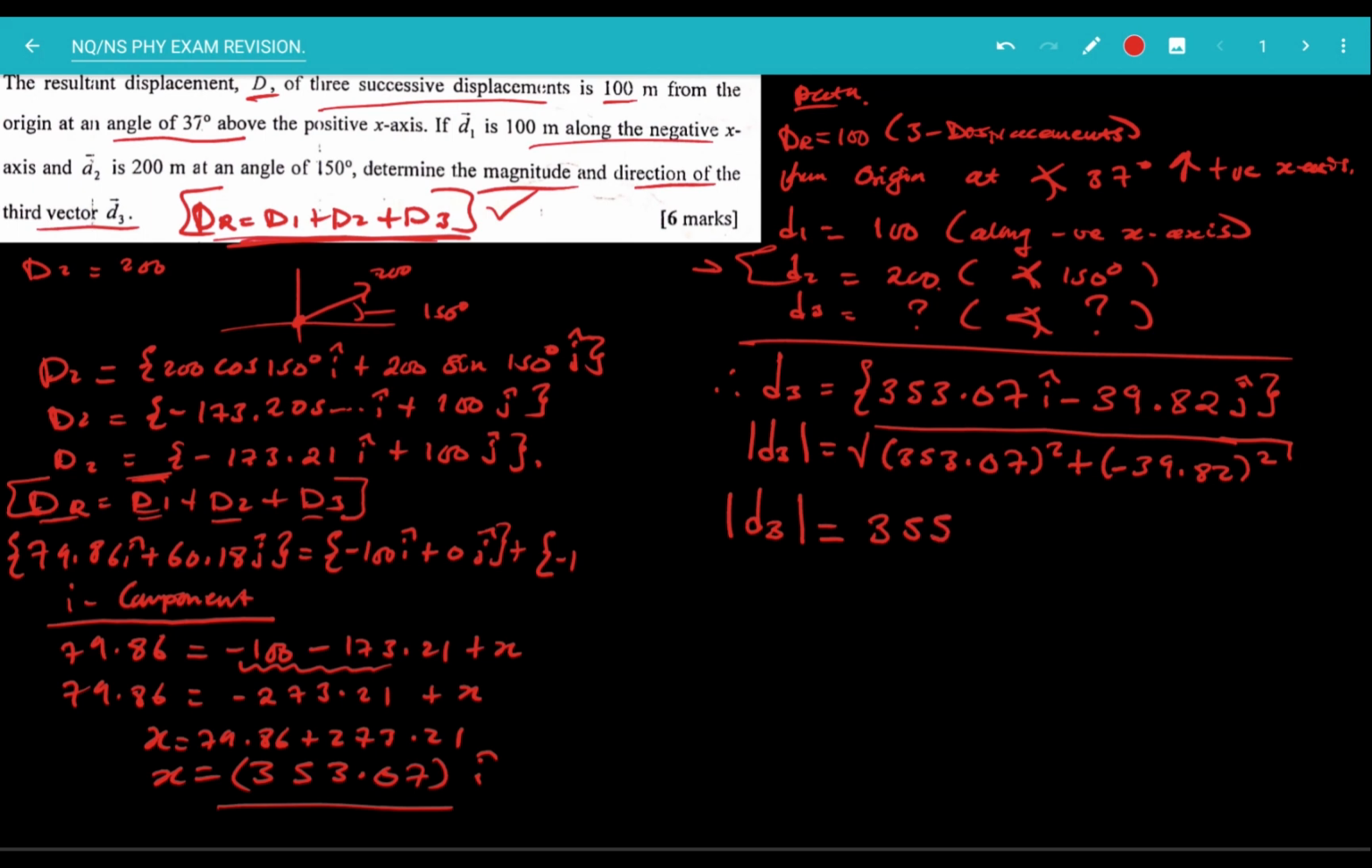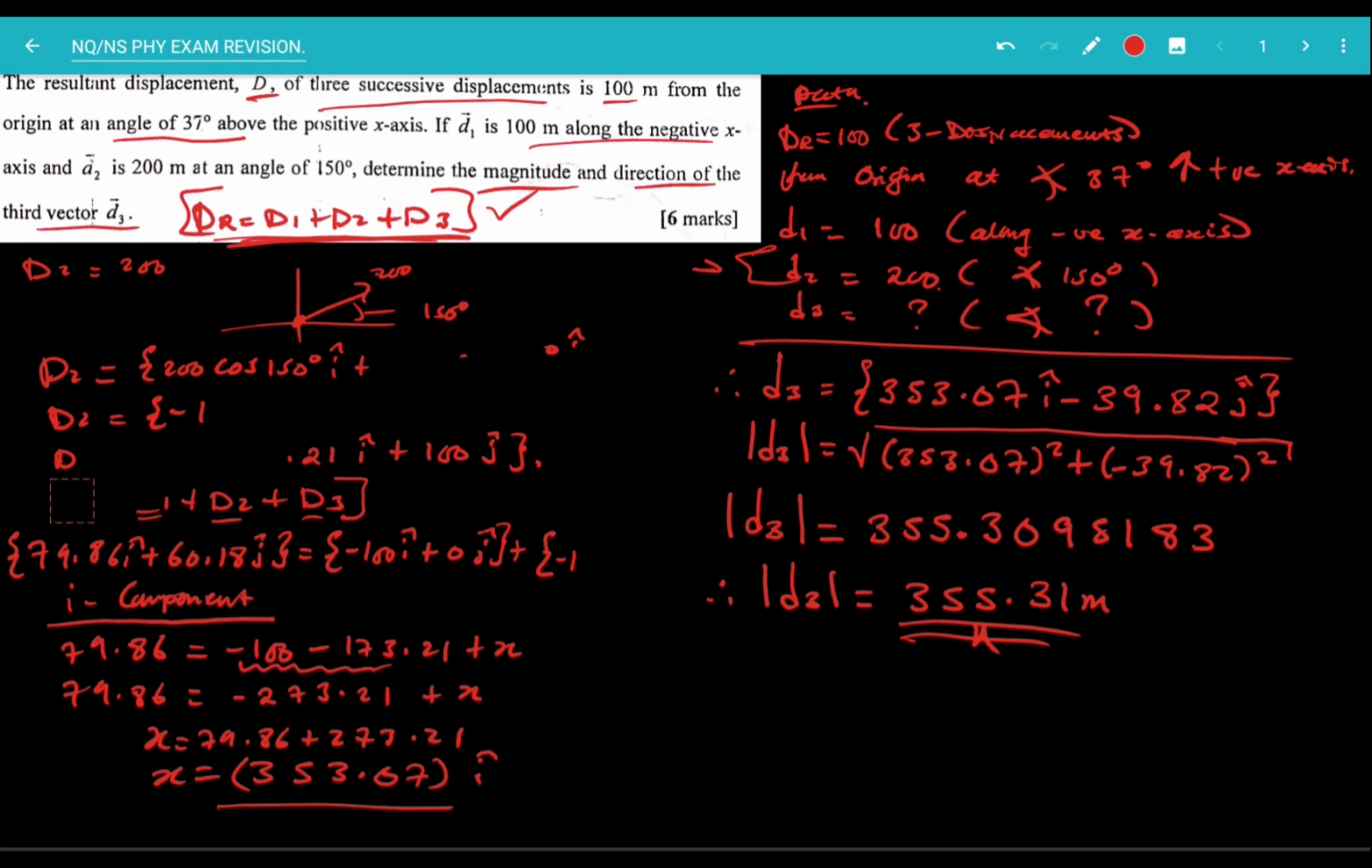So getting 355.3095. Rounding this off to, I guess, 2 decimal places. I prefer 2 decimal places. I don't know why, but I prefer it to any other. But anyway, it depends what you've been given in question to follow. So it's going to be 355.31 meters. So I'm having my magnitude. Now I need to find my direction.